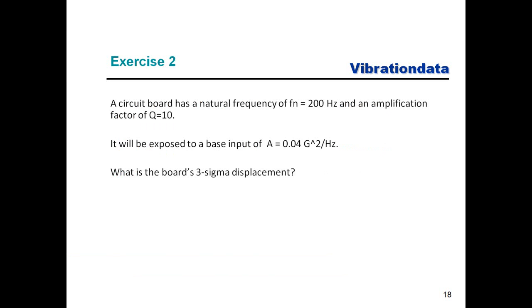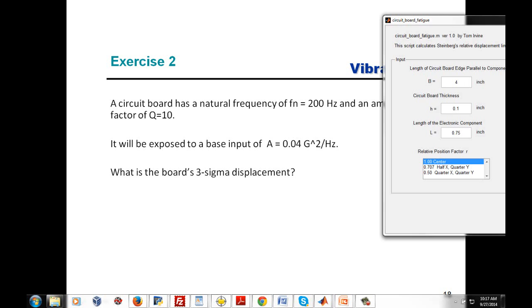Okay, so let's say a circuit board, hypothetically, has a natural frequency of 200 Hertz and an amplification factor of Q equal to 10, and that's equivalent to saying 5% viscous damping. It will be exposed to a base input of A equal to 0.04 G squared per Hertz. That is the base input at the natural frequency, and we are pretty much assuming that the PSD is flat within plus and minus 1 octave relative to 200 Hertz. So what is the board's predicted 3 sigma displacement?